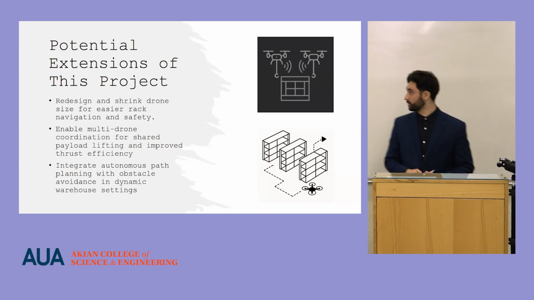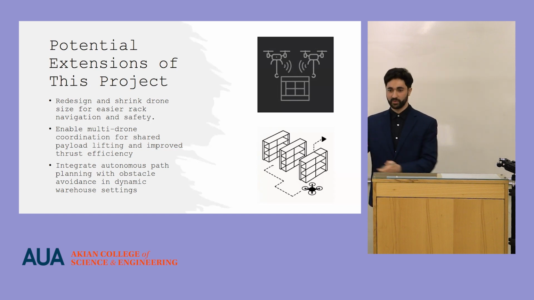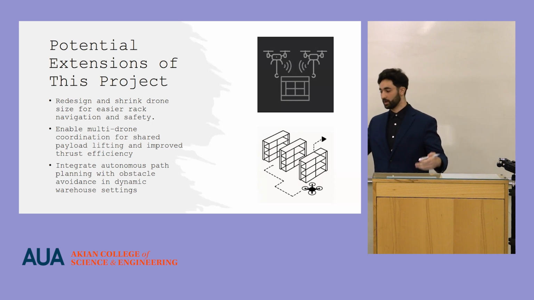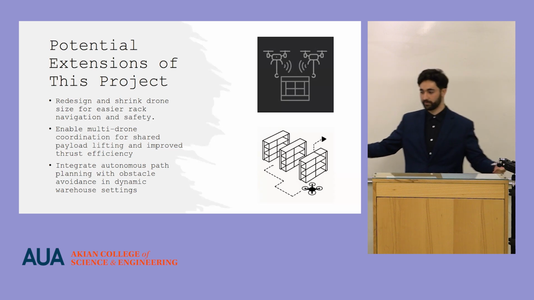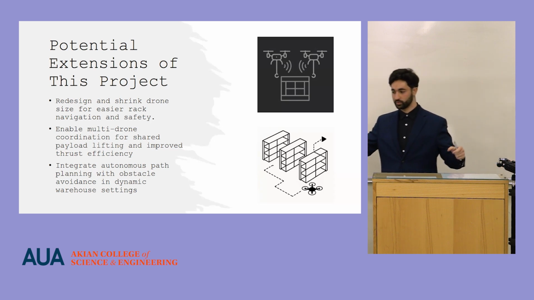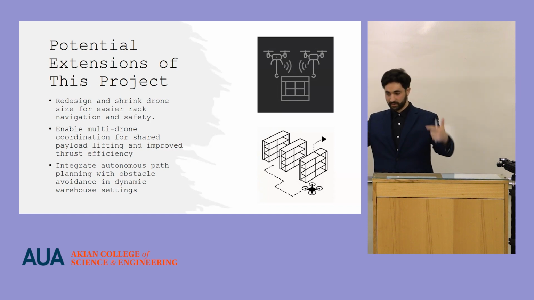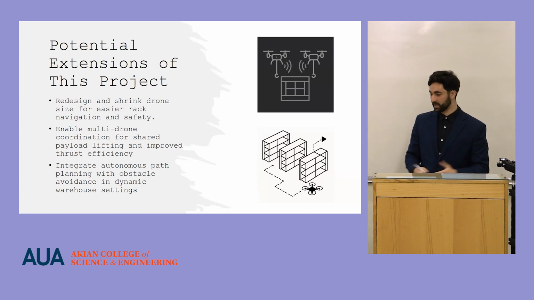Also, on the top right here, we can see if this drone were to work, we can definitely pick up even larger payloads, for example, a furniture-sized payload, and make the two drones synchronized in a way where they can hold together and perform more difficult tasks.